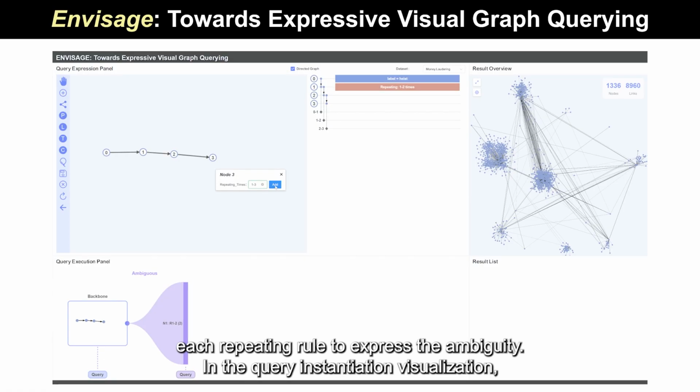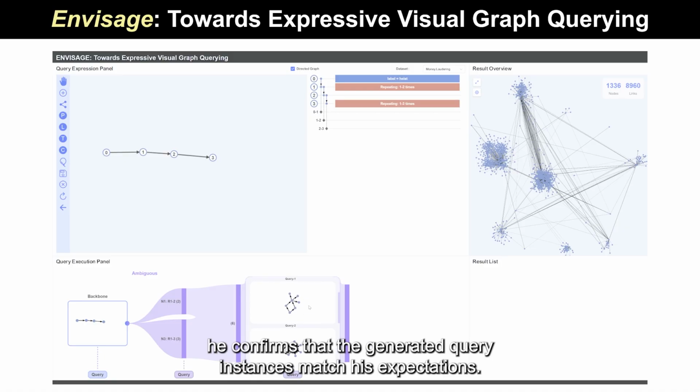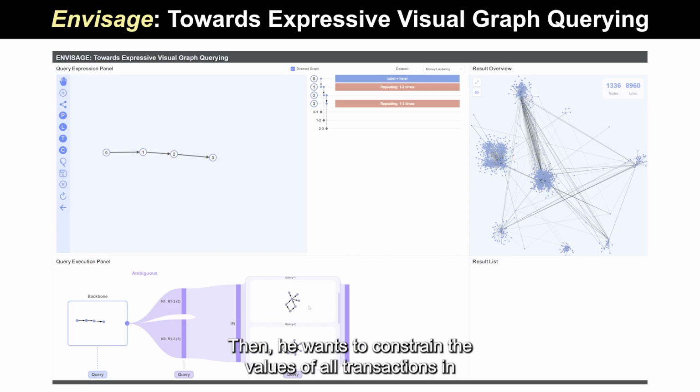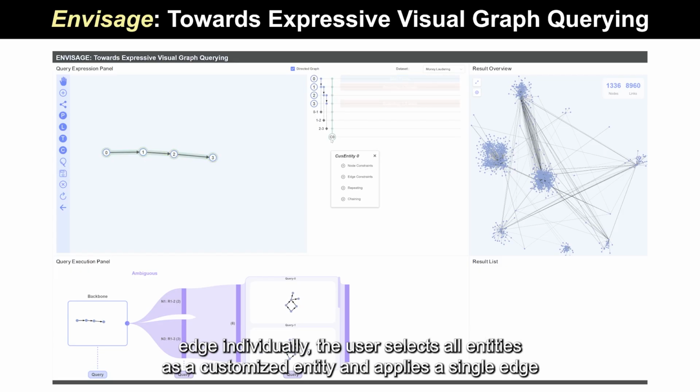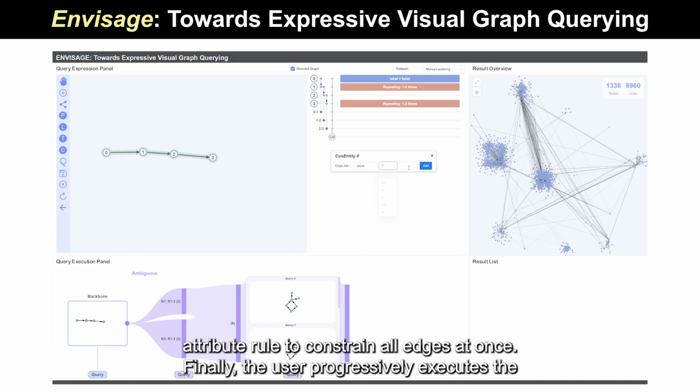In the query instantiation visualization, he confirms that the generated query instances match his expectations. Then, he wants to constrain the values of all transactions in this query to be greater than 0. Instead of adding constraints to each edge individually, the user selects all entities as a customized entity and applies a single edge attribute rule to constrain all edges at once.